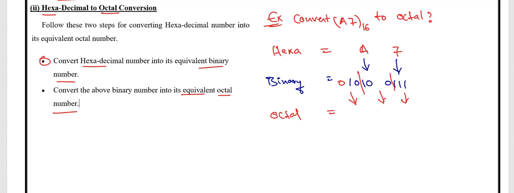My first partition is 010, that is 2. The next partition is 100, that is 4. And my last partition is 111, that is 7. So this is the octal number of the given hexadecimal number. My given hexadecimal number is A7 base 16 and its equivalent octal number is 247 base 8. So it is a very simple procedure. First convert the given number into binary and then into octal.